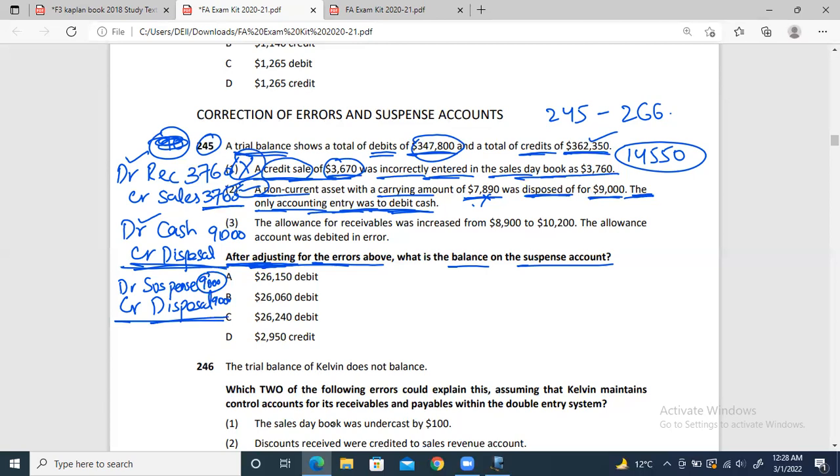Okay, so debit suspense by 9,000. This will be the right entry. Again, focus on the mistake over here. What we have done right, we just have to ignore that. This is the basic rule of this whole chapter.